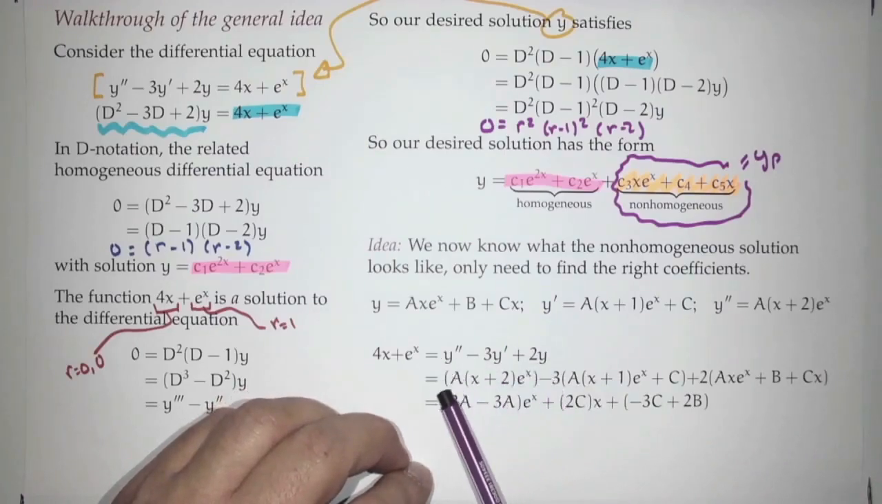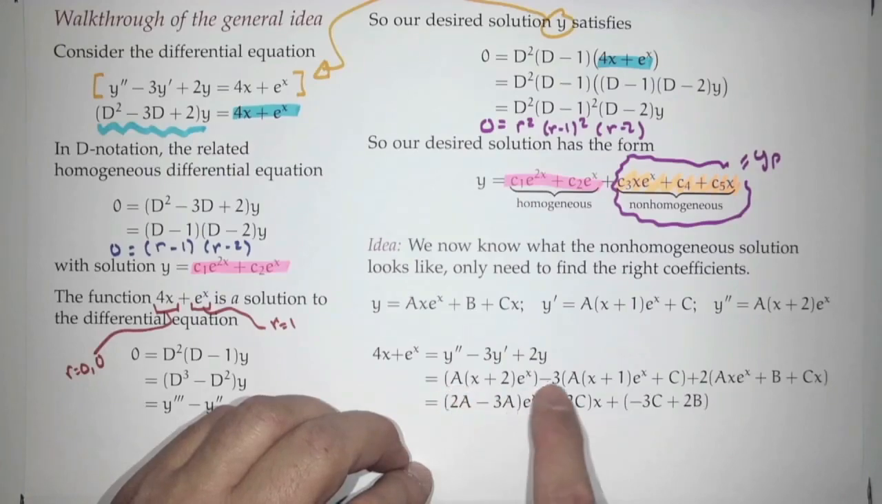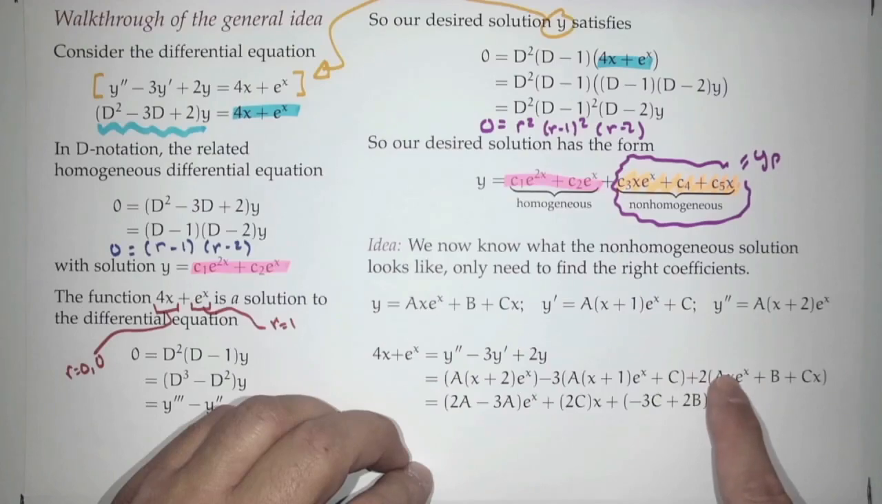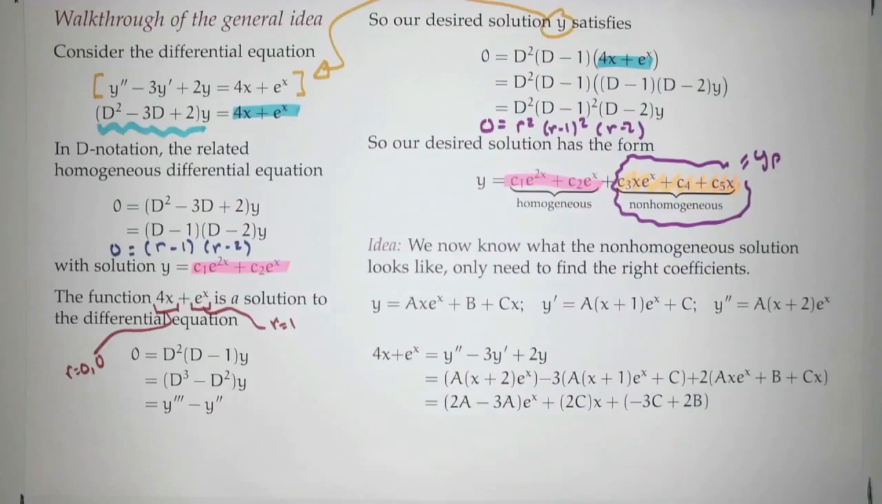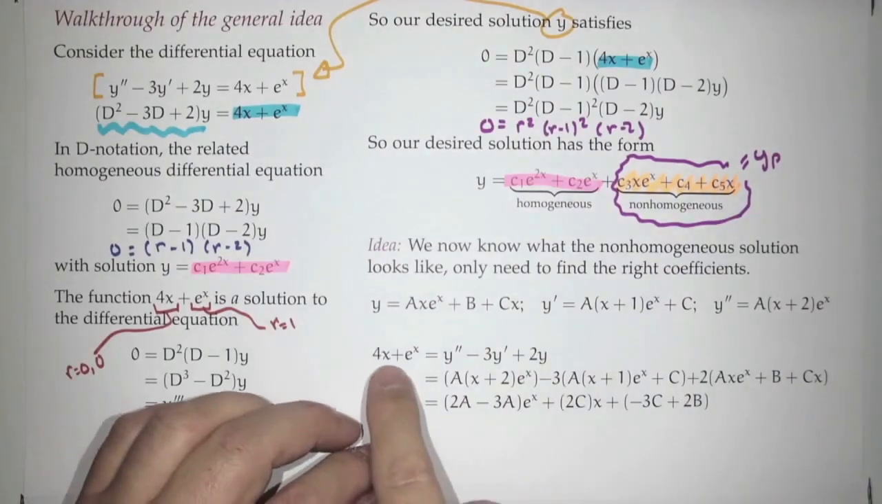How many x e to the x's do we have here? One times a, so there's a of them. How many x e to the x's do we have here? Negative 3a. How many do we have here? 2a. Plus a, minus 3a, plus 2a. Combined together we get 0. So there's no x e to the x's left. That's okay with us. We don't want any.